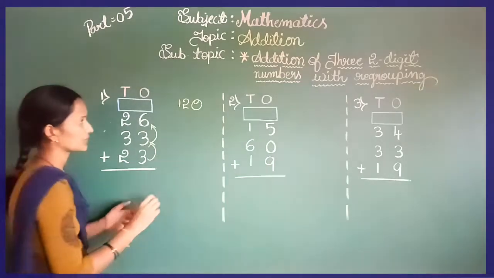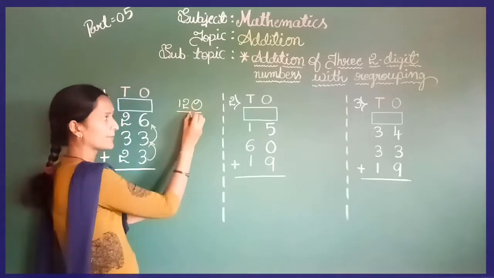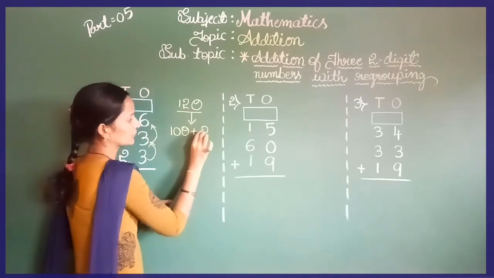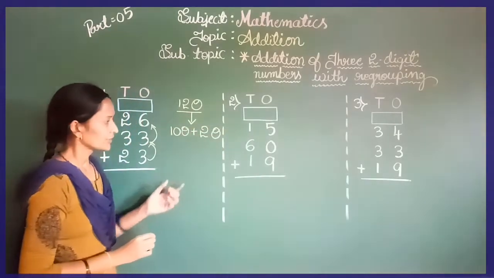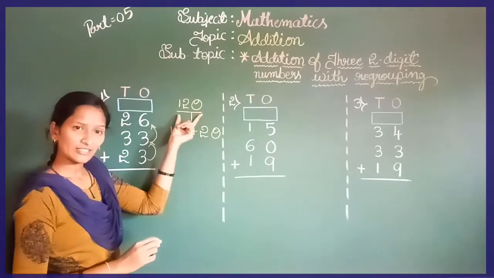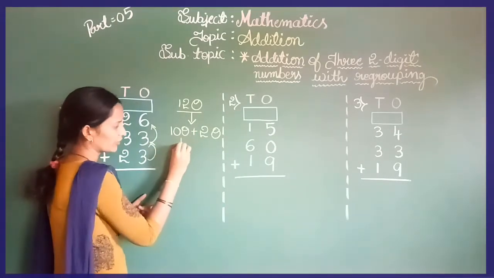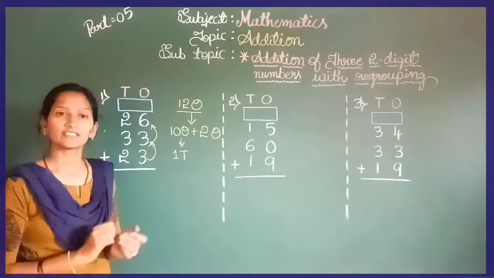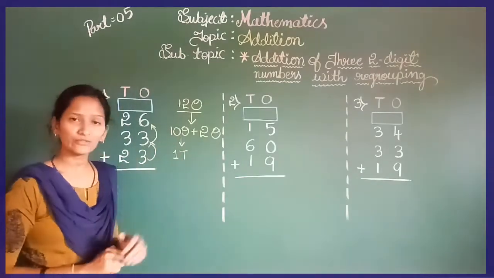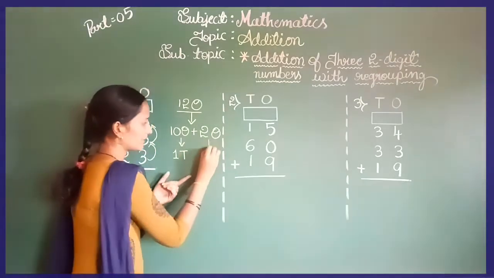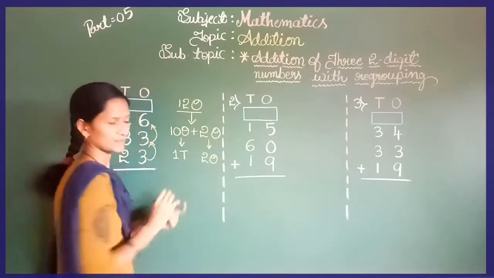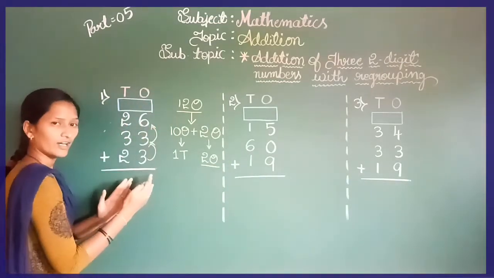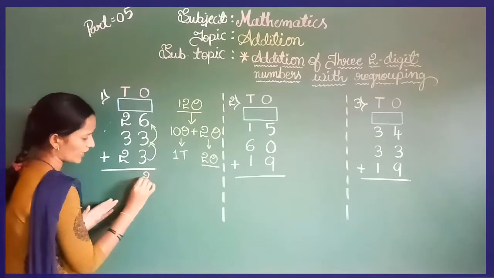Okay? Yes. So look here. This 12 ones, I am writing as 10 ones plus 2 ones. Okay? 10 plus 2 is again 12. So now, this 10 ones, I am writing as a 1 ten. Already you know, 1 ten is nothing but 10 ones. Right? The next, I am writing these 2 ones as it is, under the column of ones.